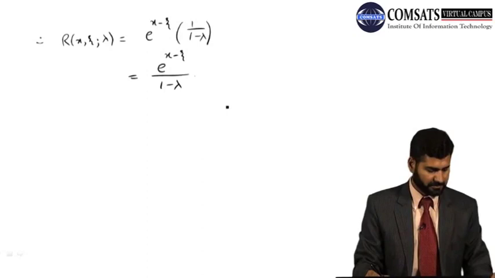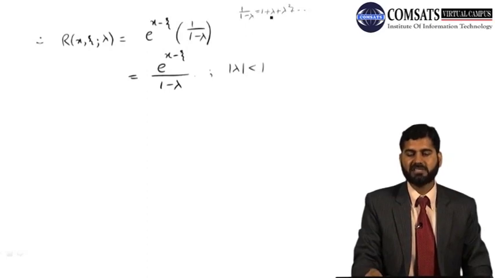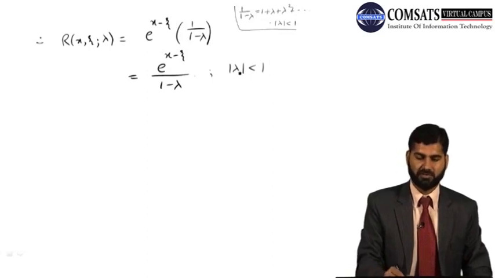All right. Now what will be the solution then? If you recall, the series 1 over 1 minus lambda is equal to 1 plus lambda plus lambda square plus so on. This converges to this function only if the absolute value of lambda is less than 1. So this is the condition we need to put.